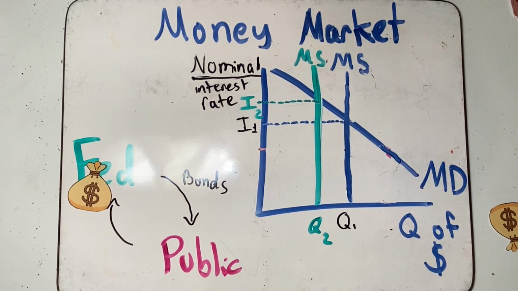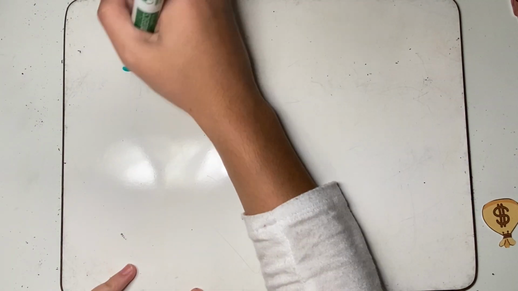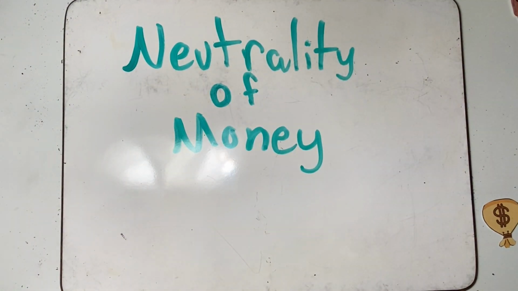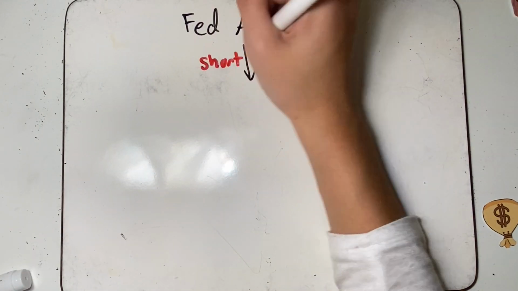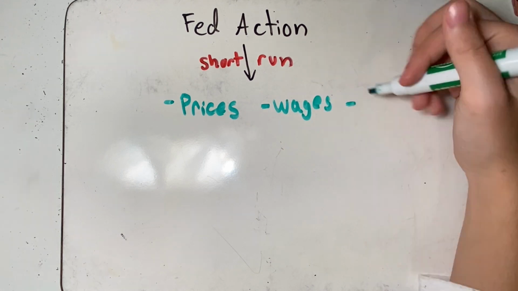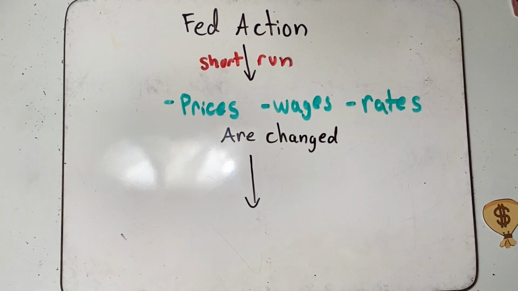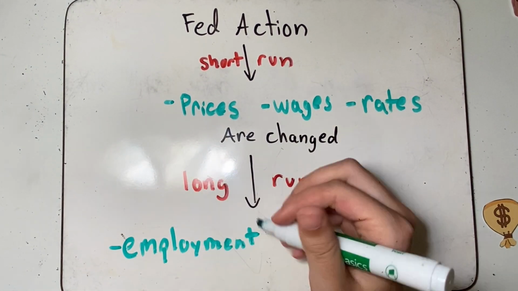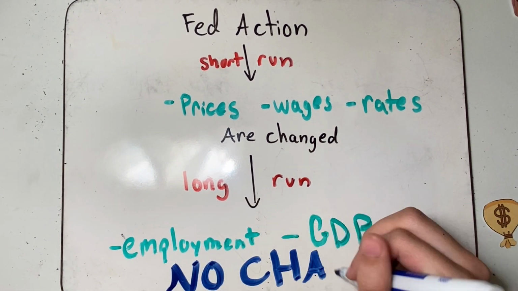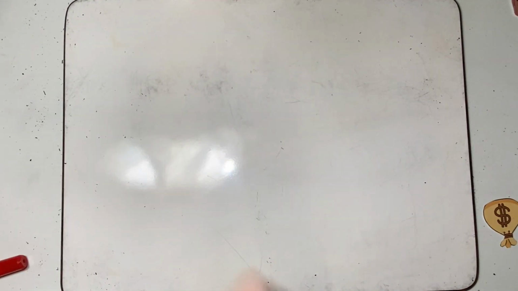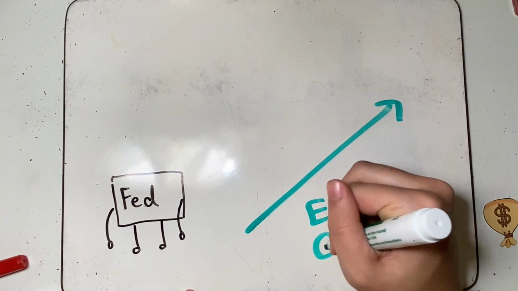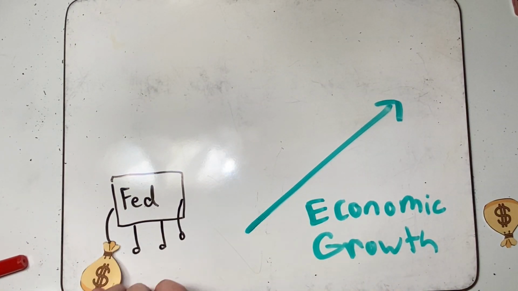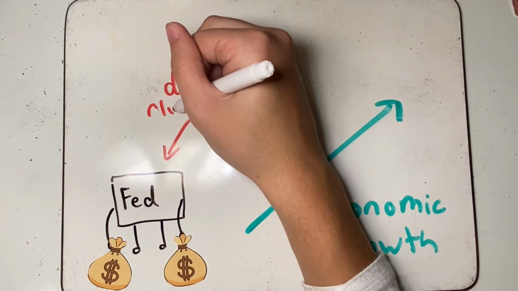A little tidbit I wanted to throw in there was the theory of the neutrality of money. So the theory goes, the Fed's monetary policy actions only affect nominal variables in the economy, such as prices, wages, and exchange rates, with no effect on real variables like employment, real GDP, and real consumption. So, in more basic terms, the theory is saying that monetary policy won't directly lead to real economic growth. It is only short-term effects.